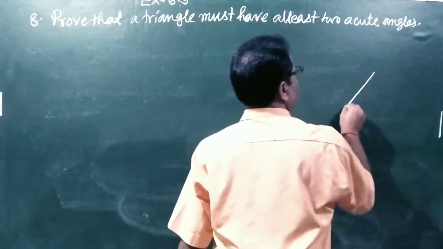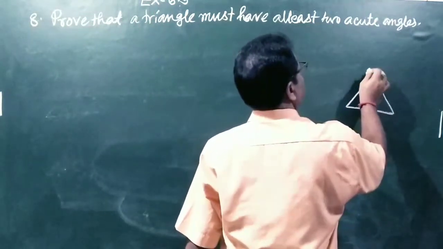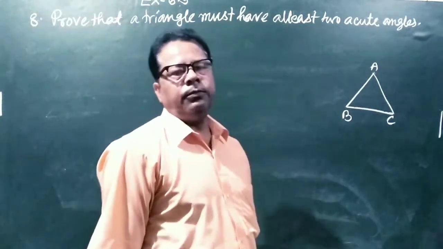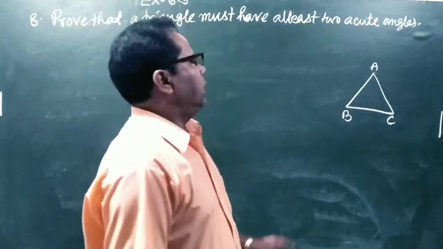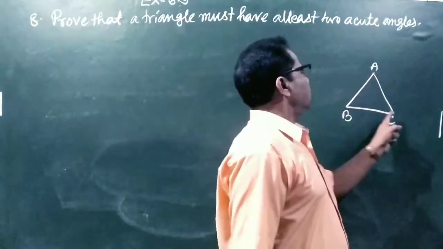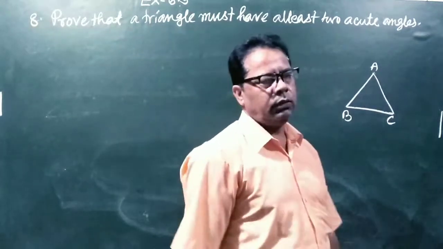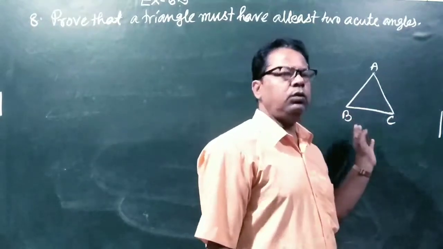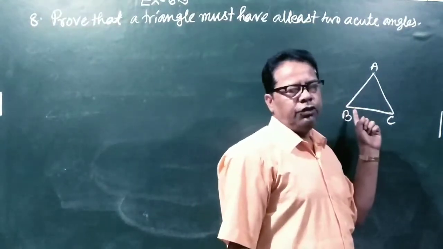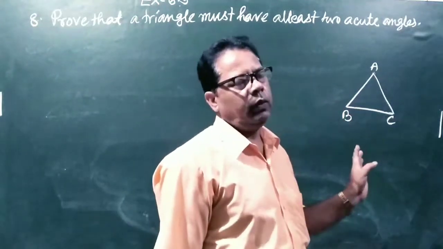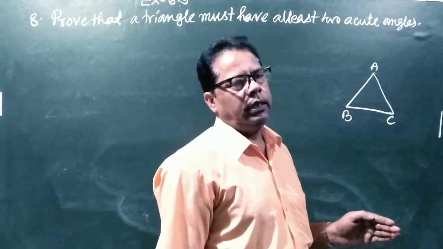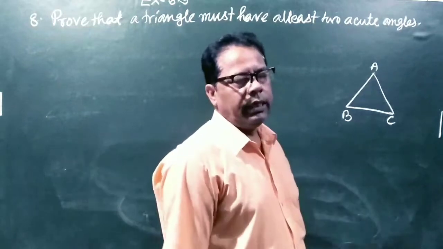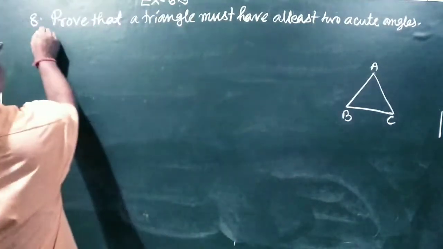So draw a triangle ABC. We know that the sum of 3 angles of a triangle is 180 degrees. Then if we add all these angles A plus B plus C, we must get 180 degrees, not less than 180 and not more than 180. So suppose a triangle has 2 right angles, where a right angle means 90 degrees. Then 90 plus 90 is 180 degrees gone, and the third angle is 0. If the third angle is not there, then there is no triangle. It will not form a triangle. So that is why a triangle cannot have 2 right angles. So let's try to prove it.